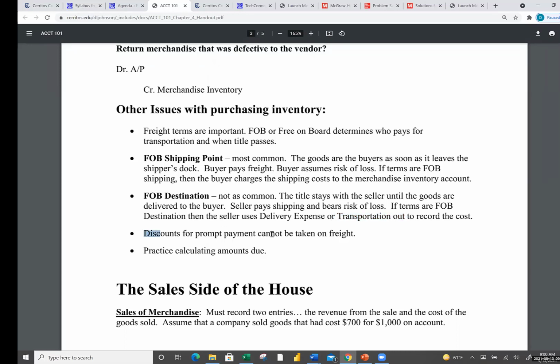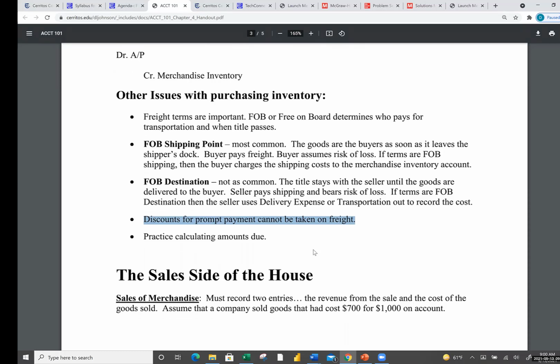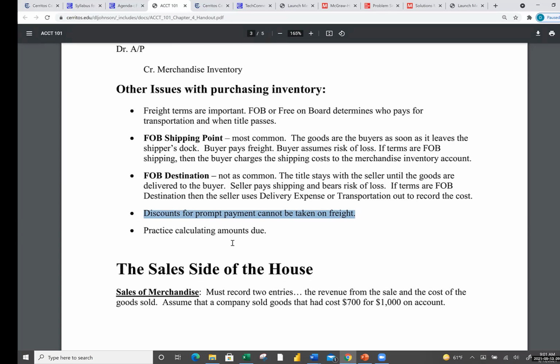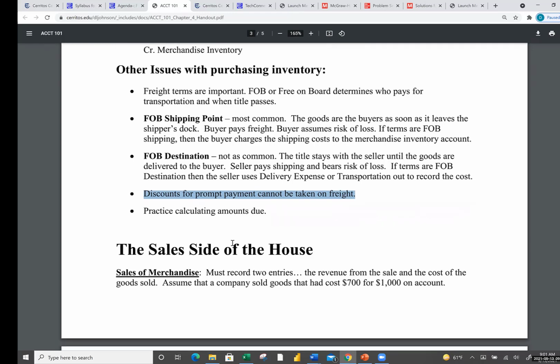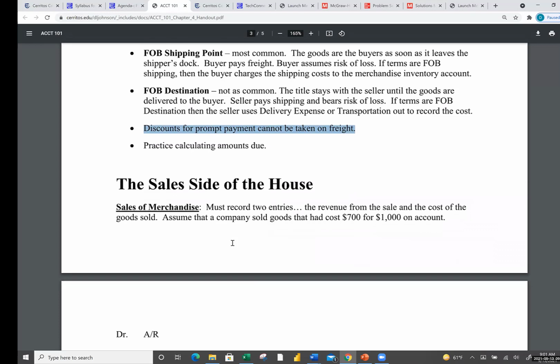We know this from Accounting 100. You cannot take a prompt payment discount on freight costs because it's usually paid to another company. And we're going to practice calculating the amounts. That's the buying side of the house. Any questions on that? We'll practice mostly the buying side today. We will touch the sales side.